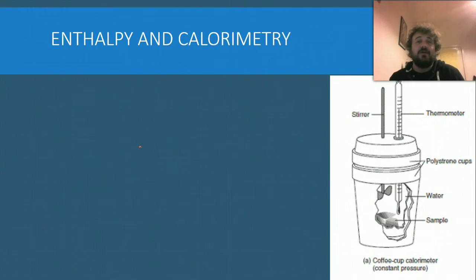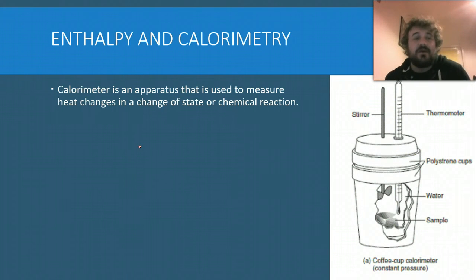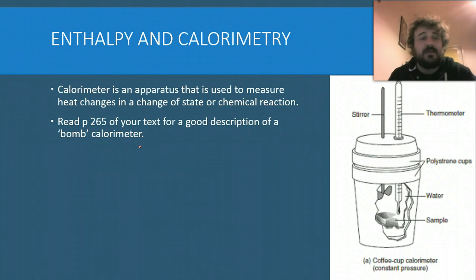Alright, so enthalpy and calorimetry. A calorimeter is a piece of equipment we can use to measure heat changes in a change of state or a chemical reaction. So when those two things occur, we can use a calorimeter to measure the changes in temperature. Now, there's a thing called a bomb calorimeter, and page 265 of your text has an excellent description of that. But this one here is much more similar to what you'll see in the classroom.